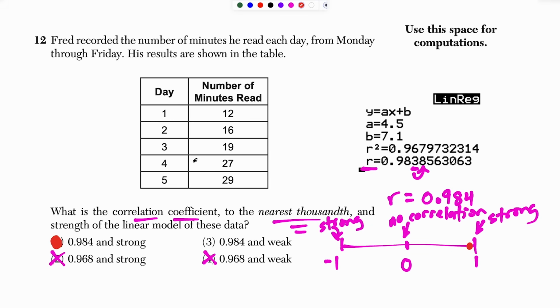Really what that says is that the equation of the line that we write, and this is not part of the question, but a little bit extra, if I write out y equals ax plus b, and I get y equals 4.5x plus 7.1, that just means this line is going to be a pretty strong predictor of what's going on in this data set. If I wanted to know how many minutes Fred is reading at any given time during the week, this line will give us a pretty accurate representation of the number of minutes read.